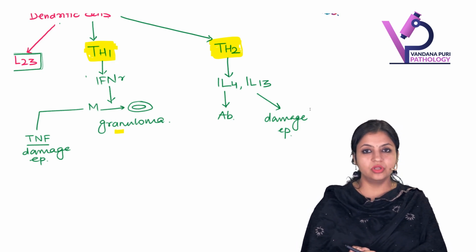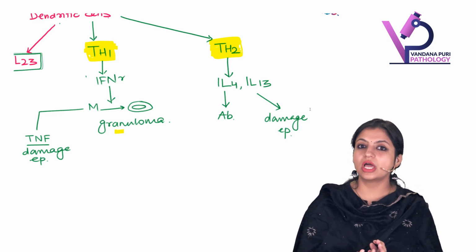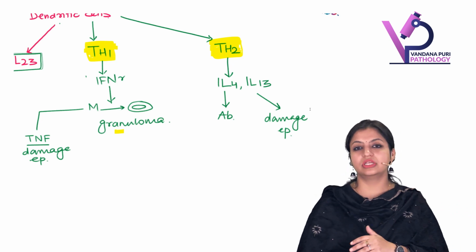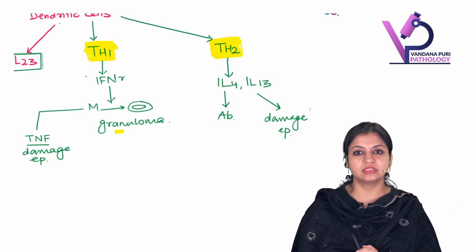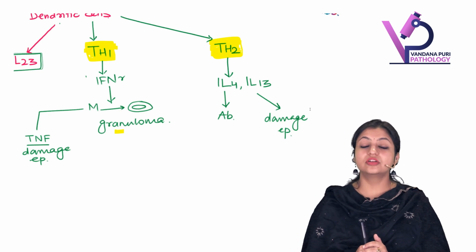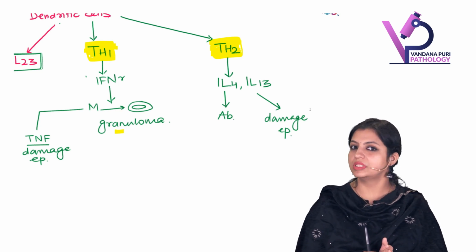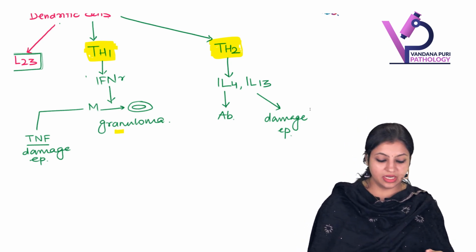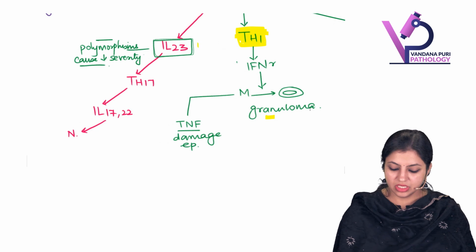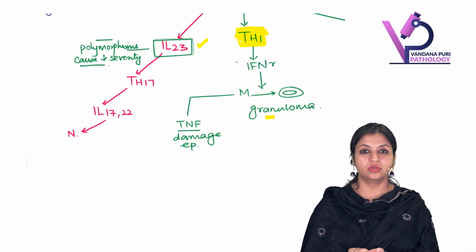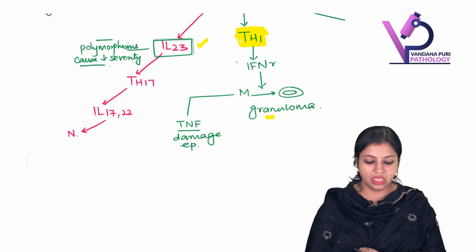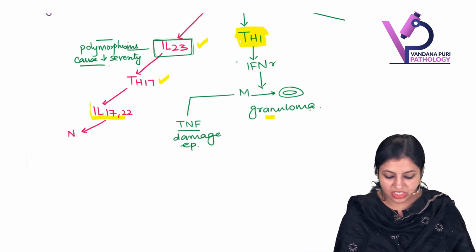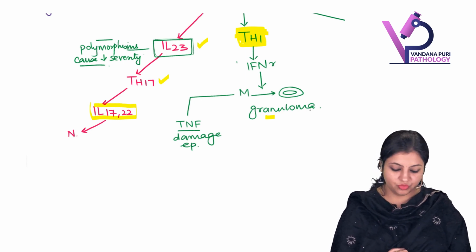Interleukin-4 will stimulate more antibody production. Just now you saw ASCA antibodies, anti-flagellin antibodies. So this antibody production is increased by TH2. And third, it will produce interleukin-13, which will cause more epithelial damage. Also, dendritic cells produce interleukin-23. This interleukin-23 activates TH17. TH17 will release interleukin-17 and interleukin-22, which will stimulate neutrophils.